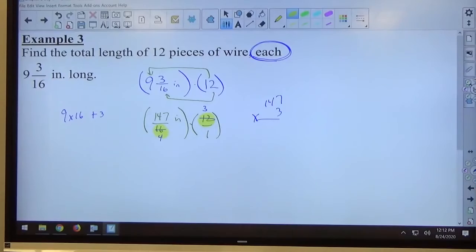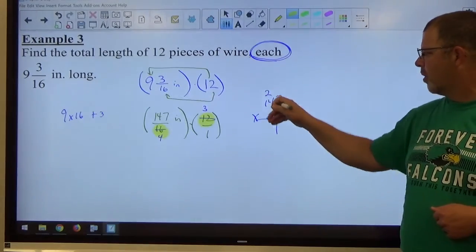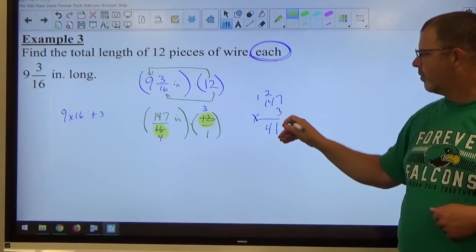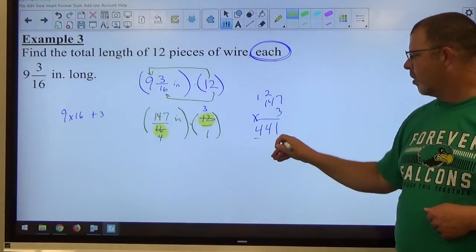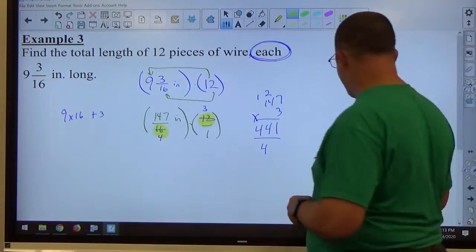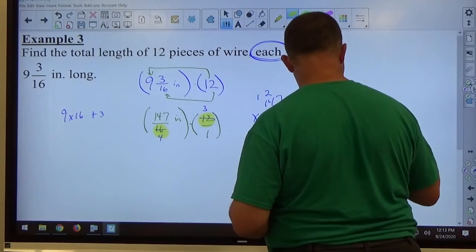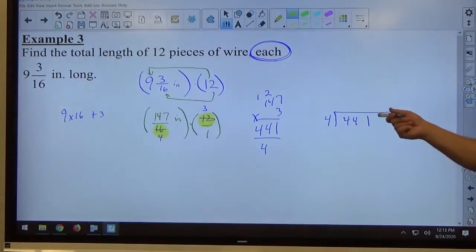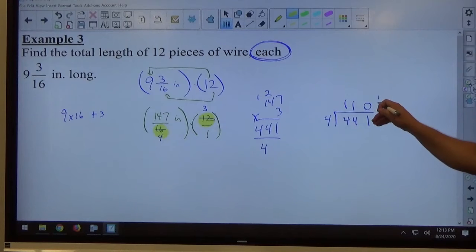So, on top I got 147 times 3, that's 21, carry the 2. 12 plus 2 is 14, carry the 1. 3 times 1 is 3 plus 1 is 4. So we get 441 over 4. Then I just have to divide to get back to a mixed number, right? So 4 goes into 4 once, 4 goes into 4 once, 4 goes into 1 0 times remainder 1. So 110 and 1/4.